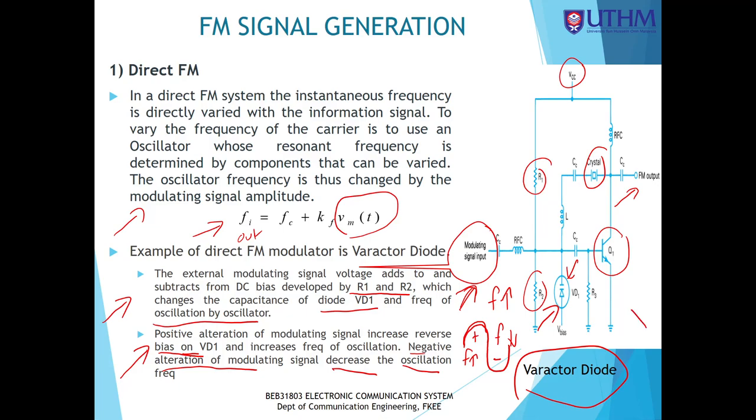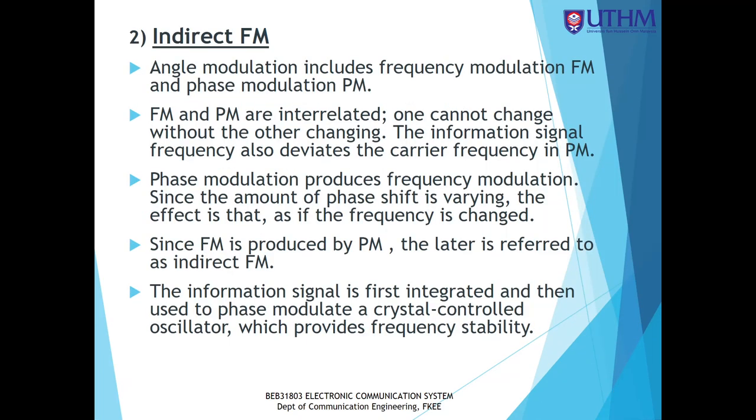So based on this director diode, okay, so kalau kita lihat di sini, perubahan amplitude input itu secara langsung mengakibatkan perubahan frekuensi. So that means the amplitude variation directly changes the carrier frequency at the output. Okay. So now we want to see the indirect FM.